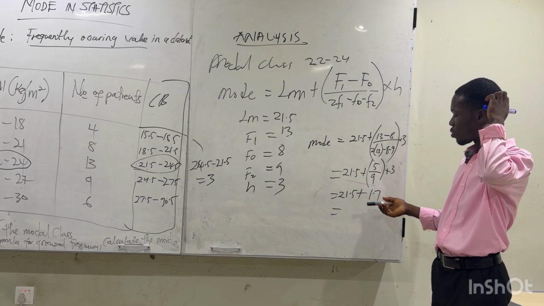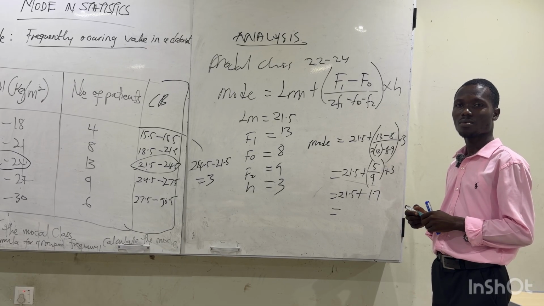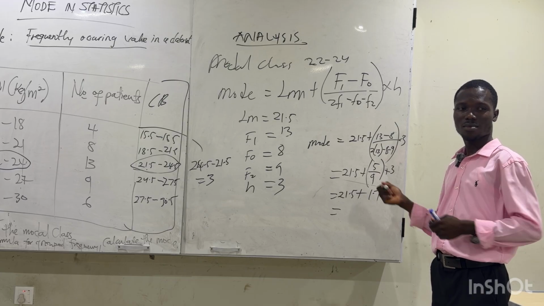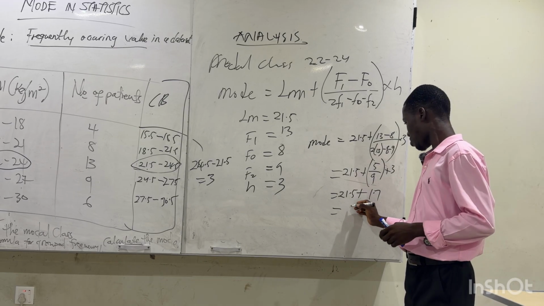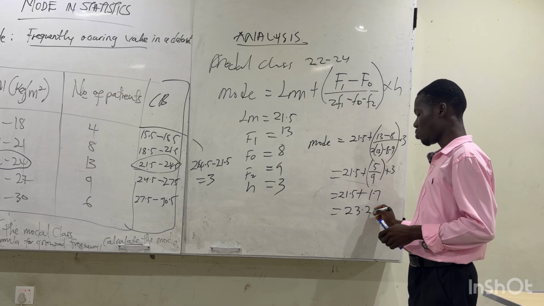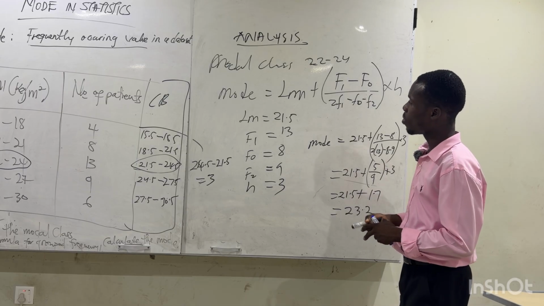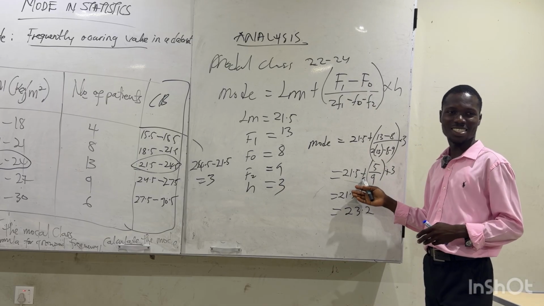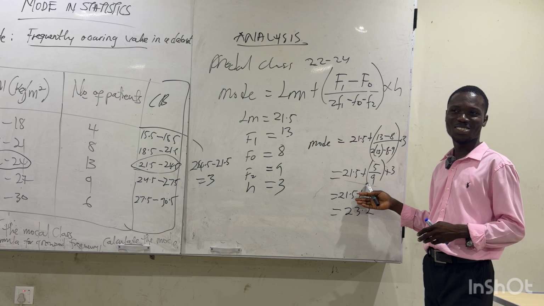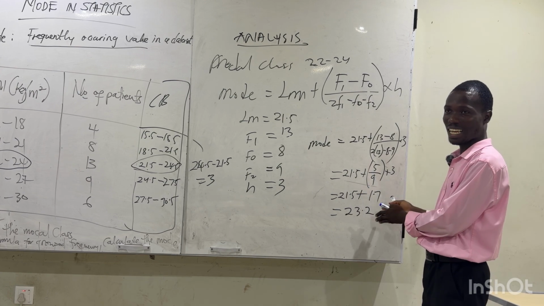So in adding the 2, what are you going to get? Are you sure? 23.2. Is that what you are getting? Okay. So BMI, is it discrete or continuous? It's continuous. So that means that we can maintain the answer like that.